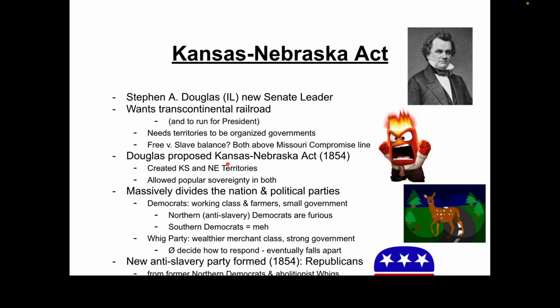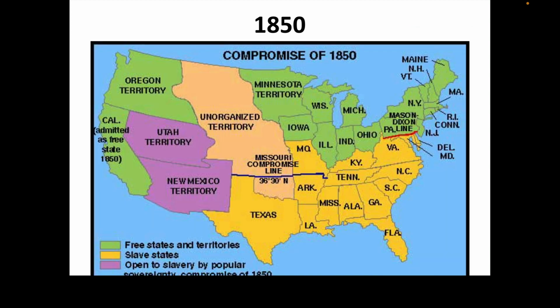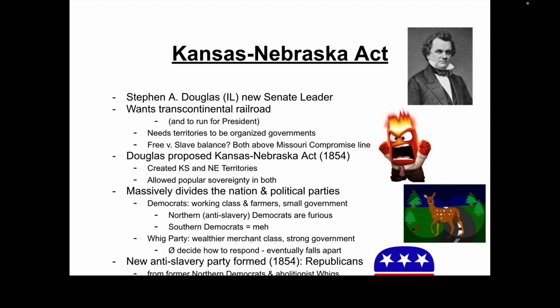And what the Kansas-Nebraska Act does is it does two things. First is pretty obvious. It sets aside two territories, the Kansas Territory and the Nebraska Territory, and puts both of those territories on the path to statehood, right? Because these are the two most likely places that a railroad might run through. That is thing one.